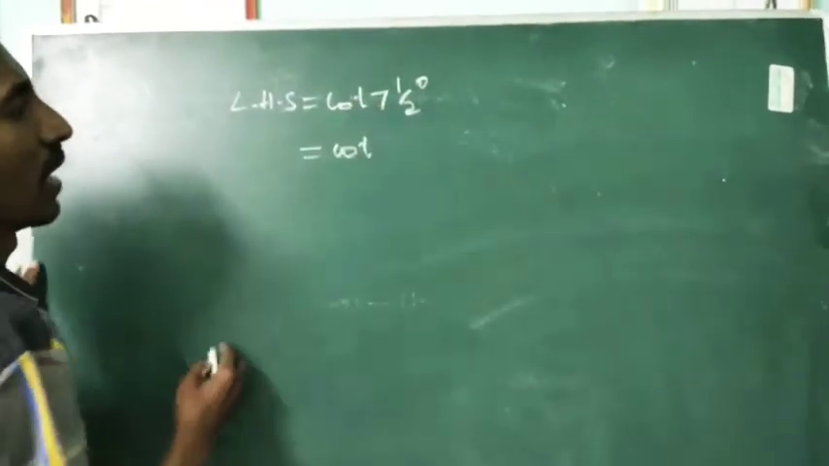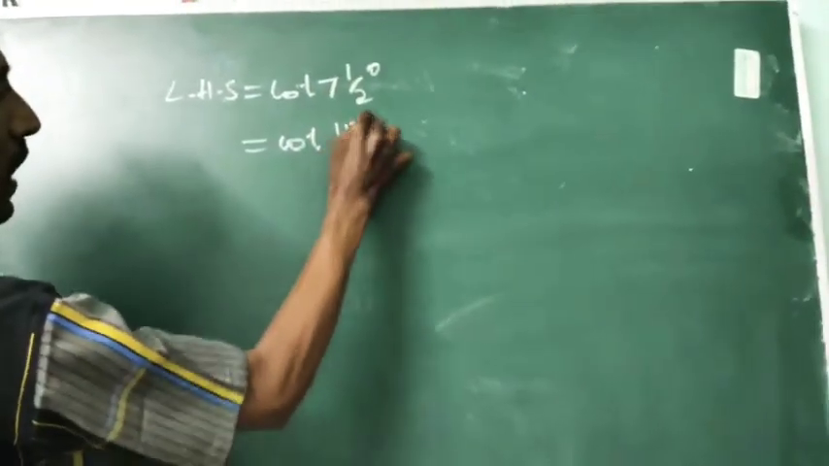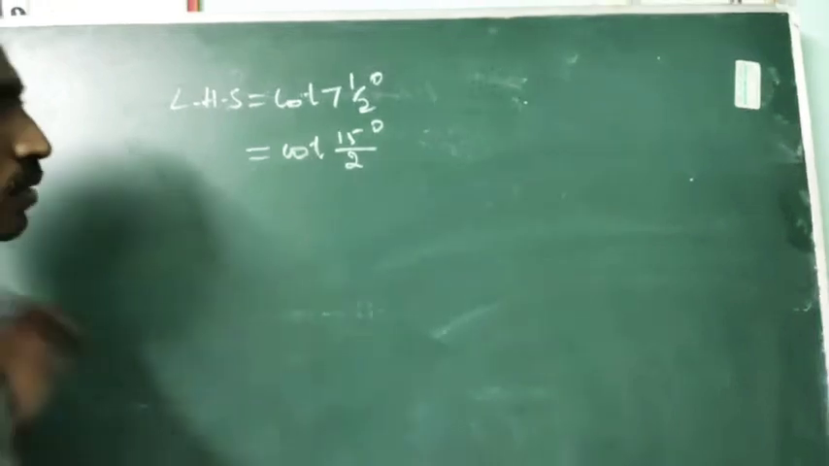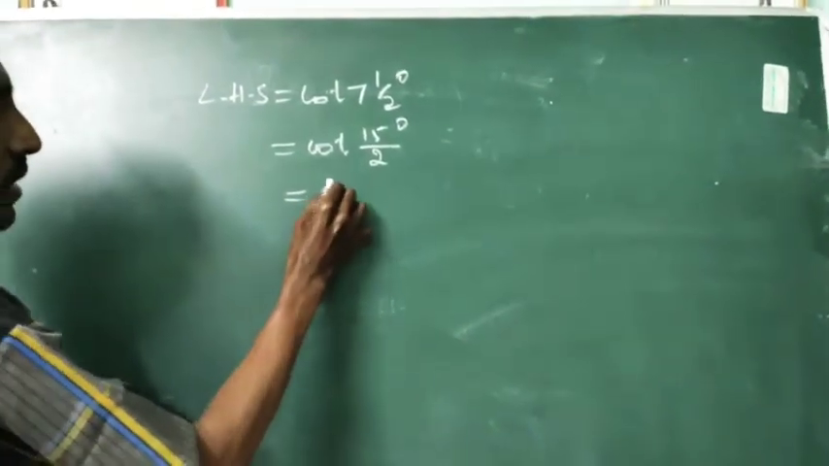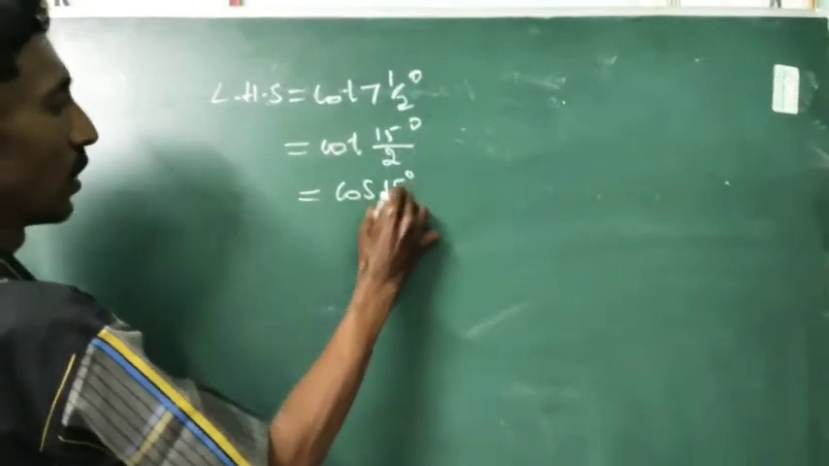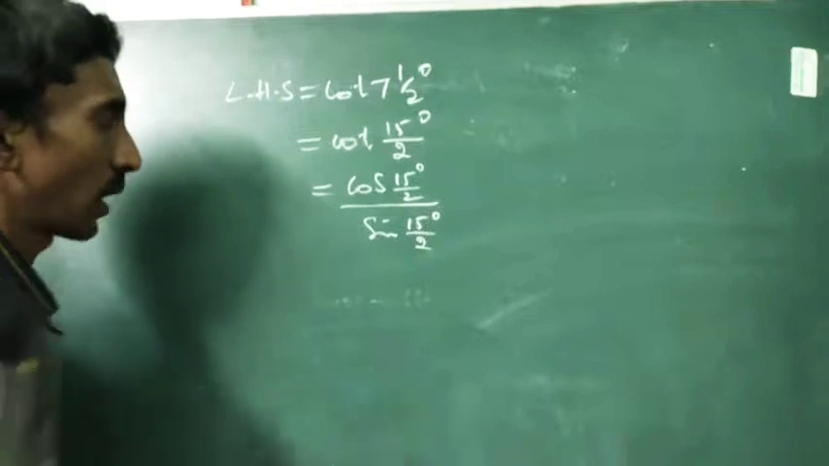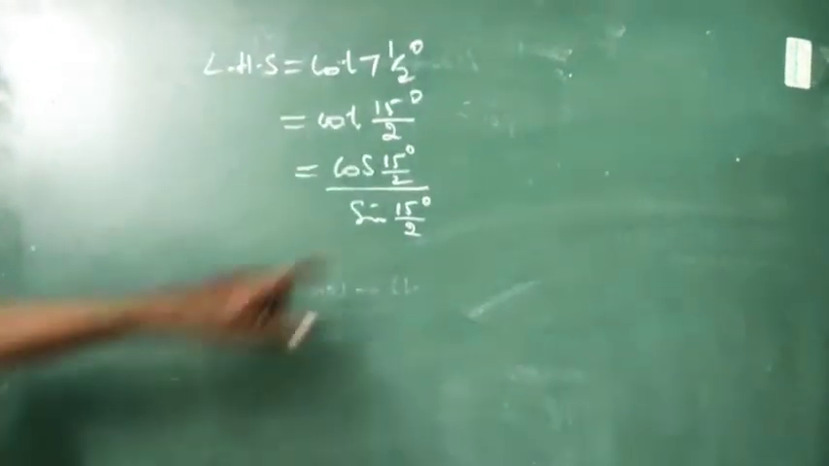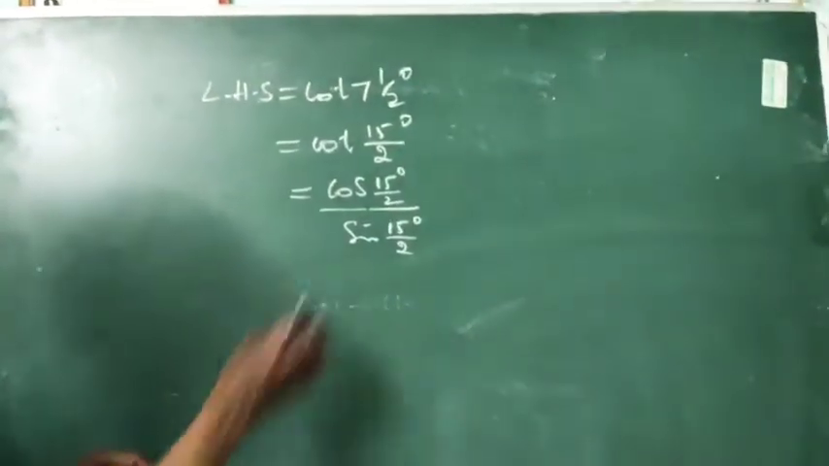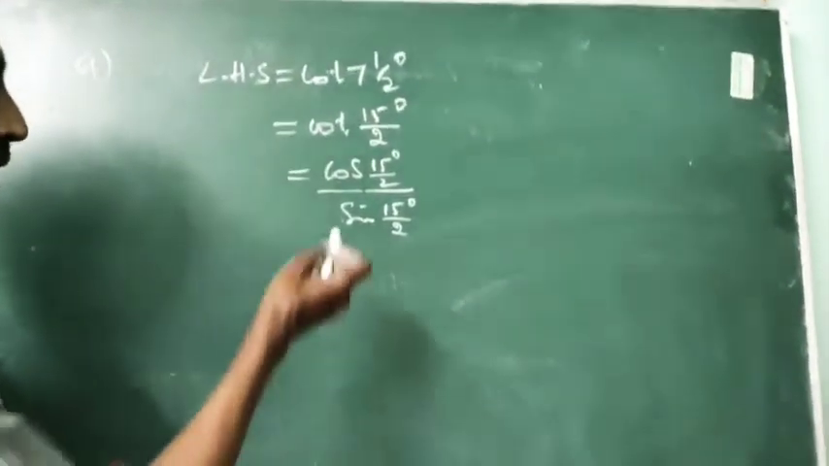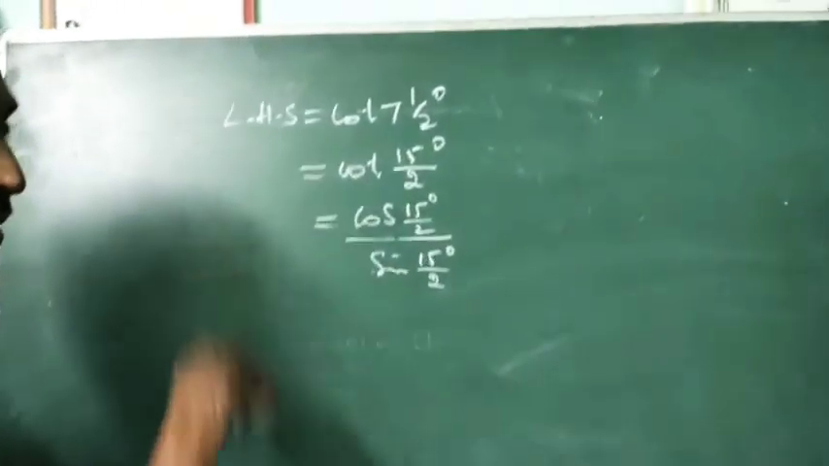Write it in improper fraction form: 14 plus 1, 15 by 2 degree. So cot 15 by 2 degree can be written as cos 15 by 2 degree by sin 15 by 2 degree. Now it is in the form of a half angle formula. We have to convert the half angle into theta, theta by 2 into theta.